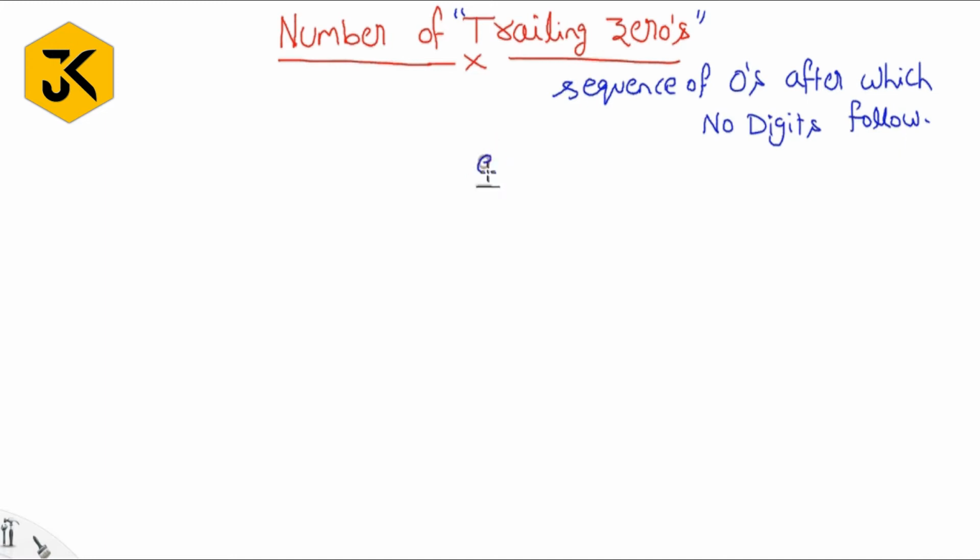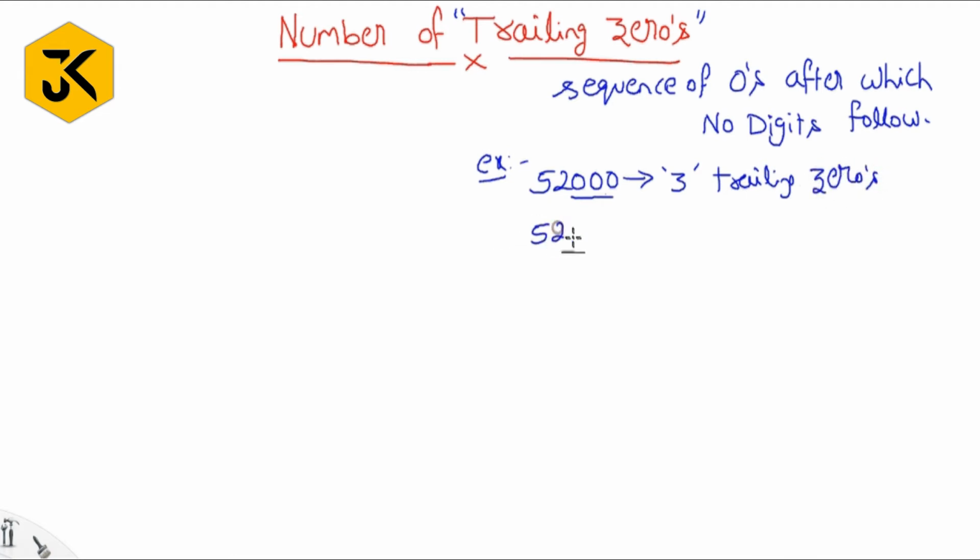Let's take an example to understand: 52,000. How many zeros are there in the sequence after which no digits follow? 3 zeros are there. So the total number of trailing zeros in this number is 3.